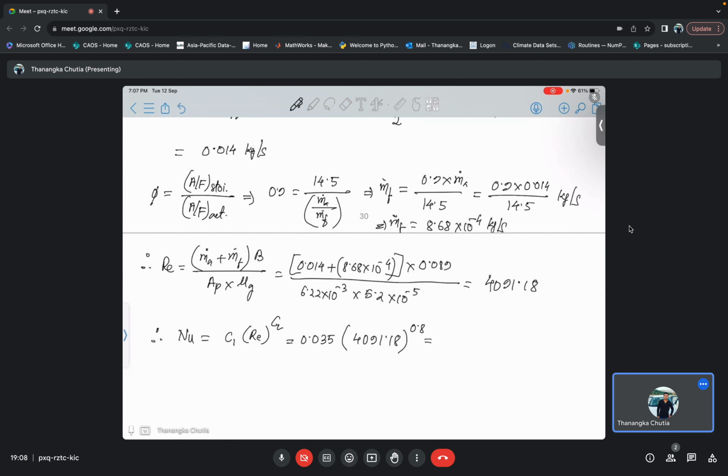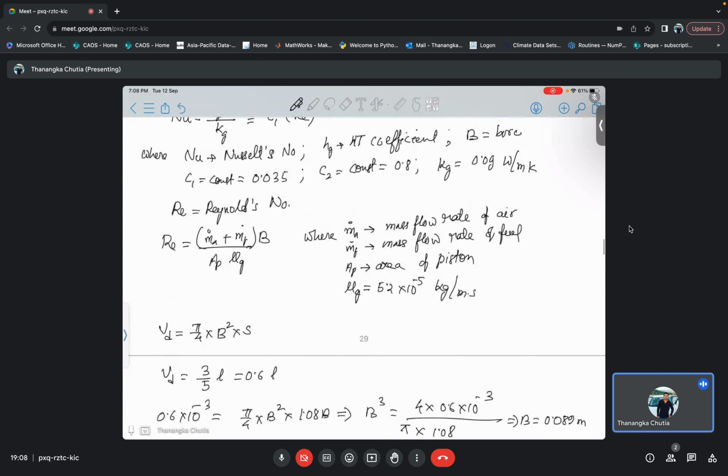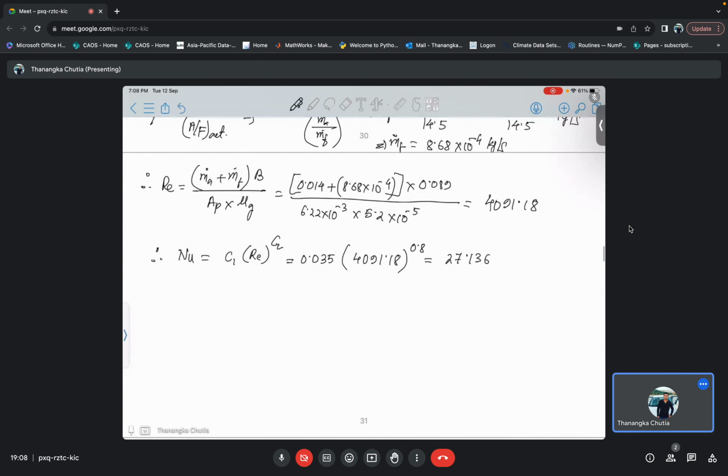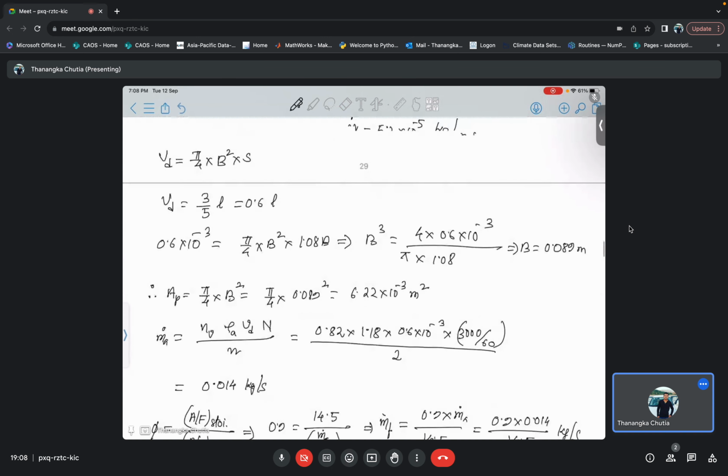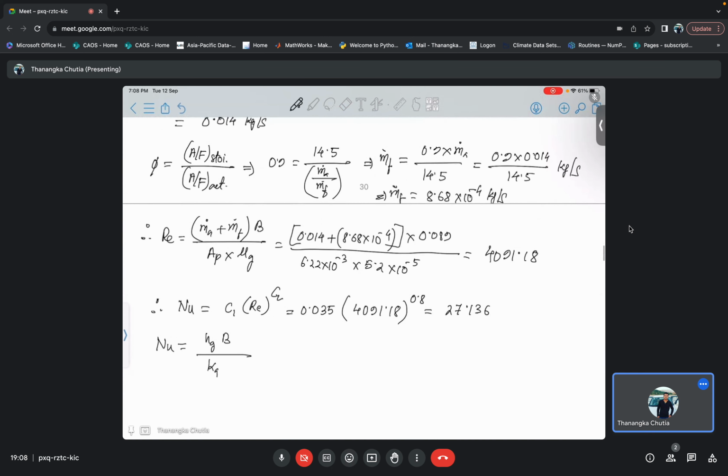Okay, 0.035 into 4091.18 to the power 0.8. Okay, so this one you'll get 27.136. Okay, so from here now we will put in this equation. Nusselt number is equal to Hg into B divided by kg.